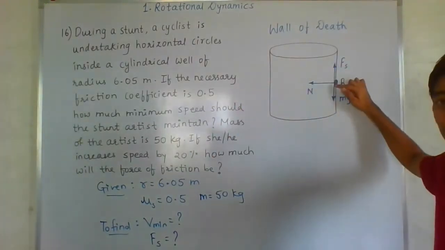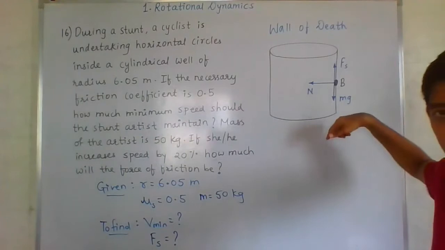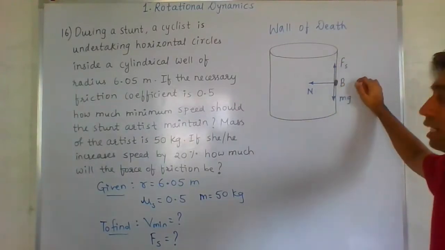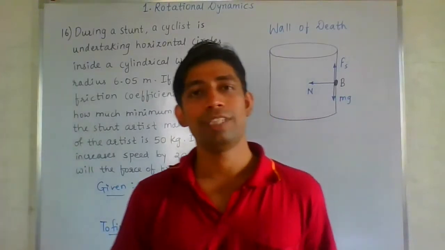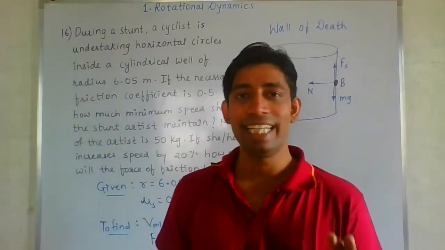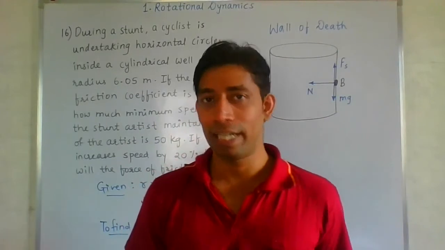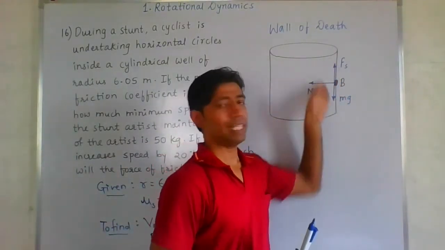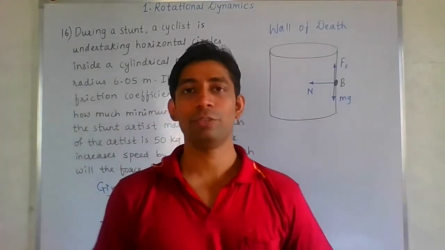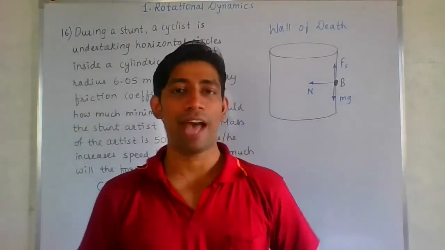This is the weight of the cyclist acting always downward, okay, and accordingly force of static friction is upward. उसका reason मैंने बताया है. Force of static friction का काम क्या है? Skidding, slipping, prevent करने का. So यहाँ पर cyclist जो है वो नीचे गिरेगा, and accordingly static friction उसको prevent करने के लिए ऊपर की तरफ act करेगा.